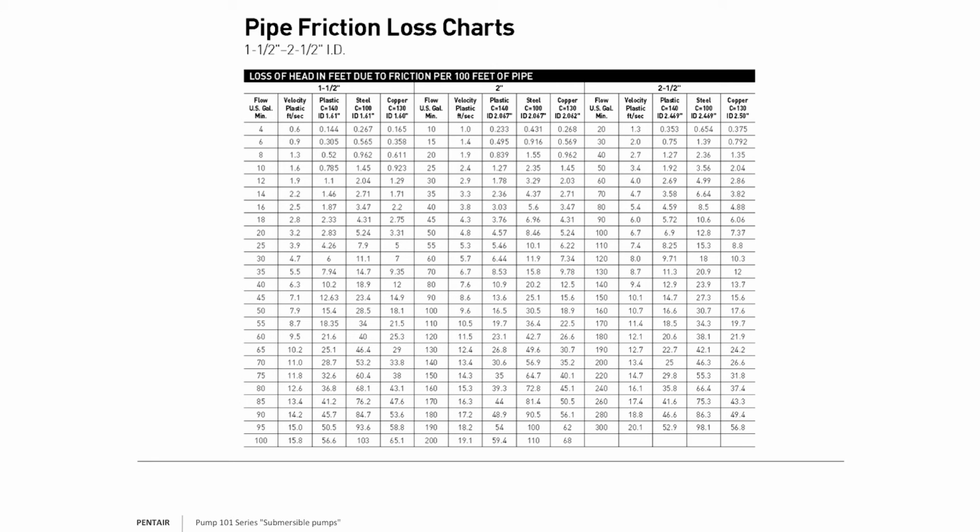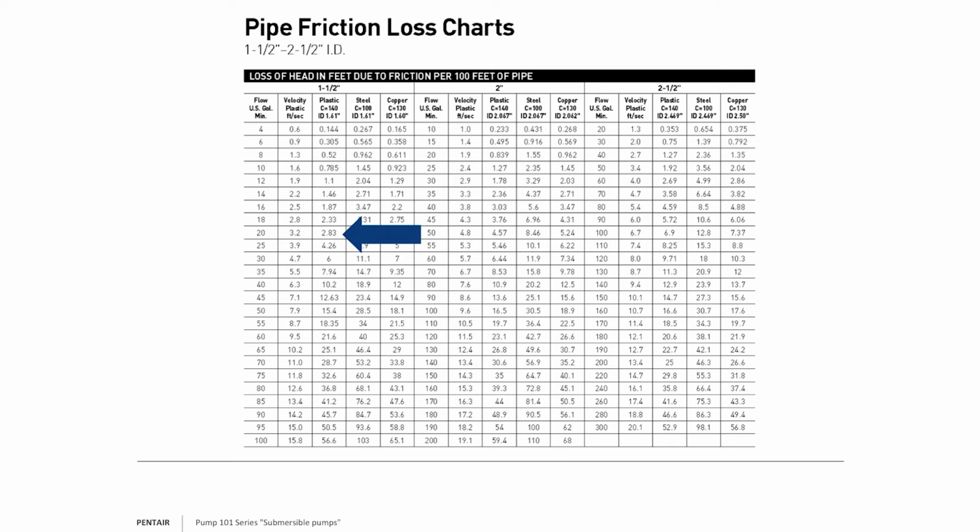Looking at the friction loss charts right away. We know we need 20 gallons per minute. We know we have 1.5 inch pipe already installed. So let's take a look at that 1.5 inch section. And at 20 gallons per minute, 1.5 inch pipe, we know the velocity is 3.2 feet per second, which again is well below the 7 feet per second, so we're happy with that.